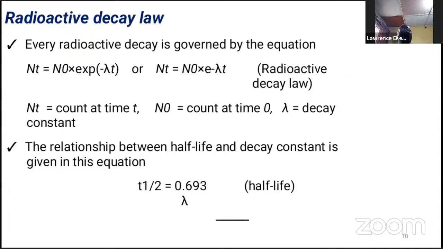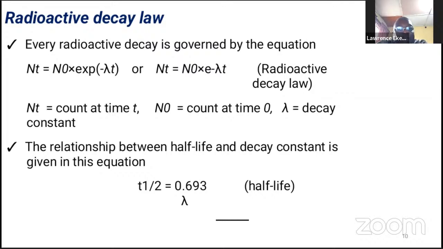And there is what is called the radioactive decay law. Every radioactive decay is governed by an equation. The equation is stated: the count at time t, N_t, is equal to the count at time 0, N_0, times exponential of minus lambda t, where lambda is the decay constant. And the t there is the half-life. The relationship between the half-life and the decay constant is given by the equation that the half-life is equal to 0.693 over the decay constant.